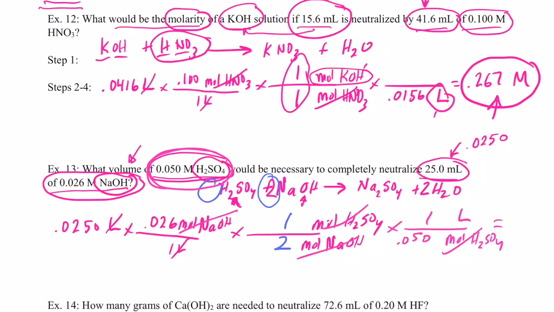So moles of H2SO4 are gone, and now we can do our math. So I'll pull out our calculators again, folks, and we're going to start with 0.0250 liters times 0.026 moles per liter divided by 2, because that 2 is on the bottom, kiddos, and divided by 0.050. Now this time it looks like we're only allowed 2 significant figures. I get 0.0065 liters, which is the same as 6.5 milliliters of H2SO4.